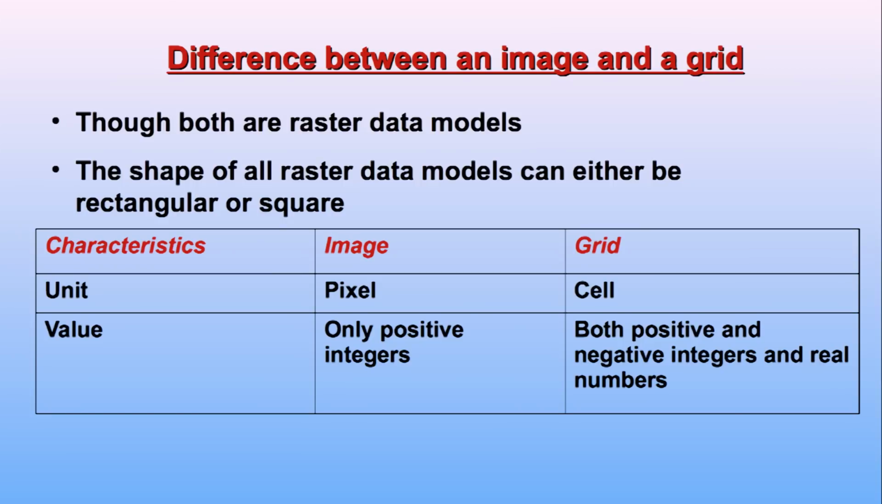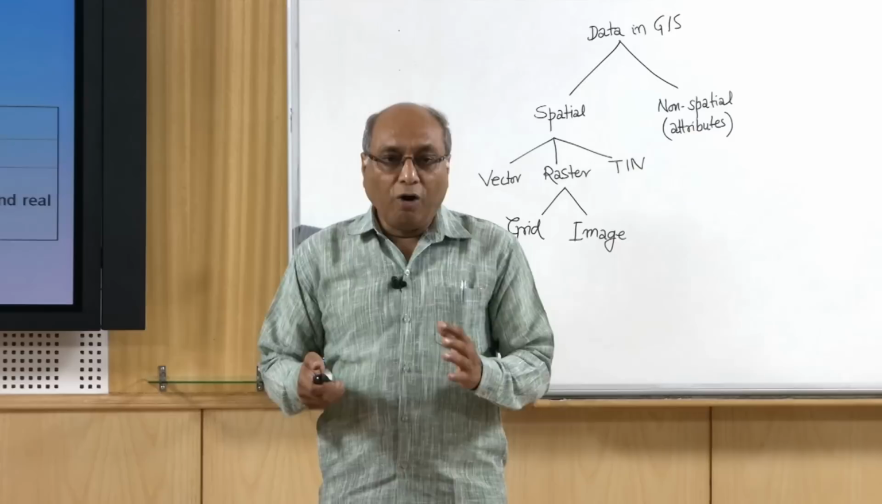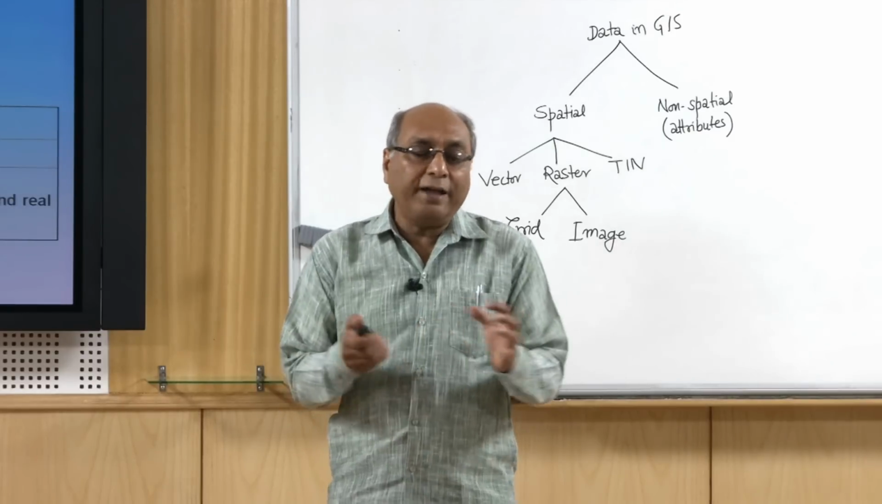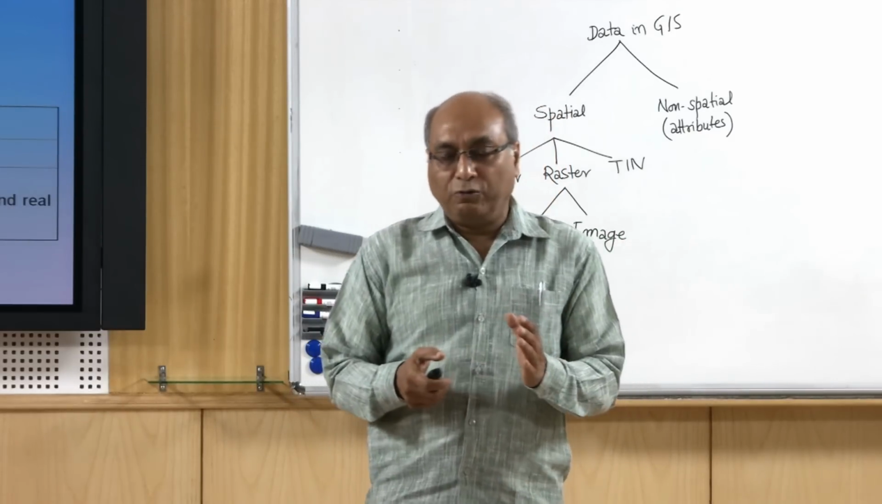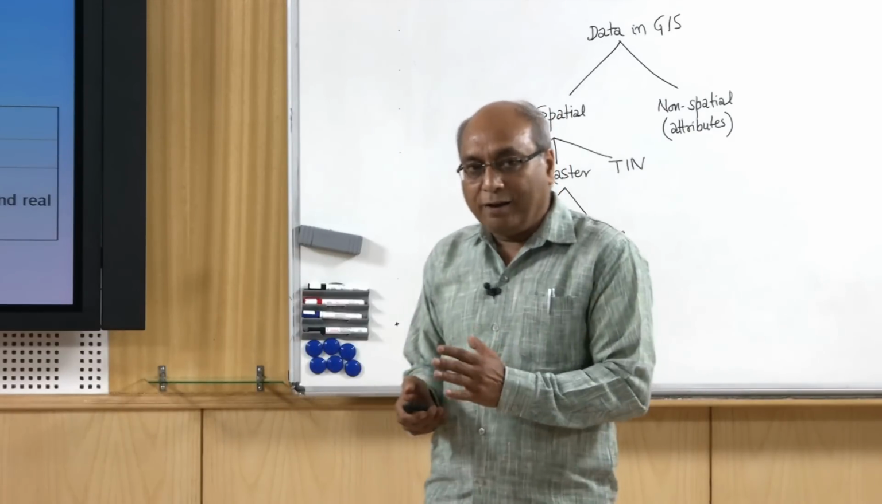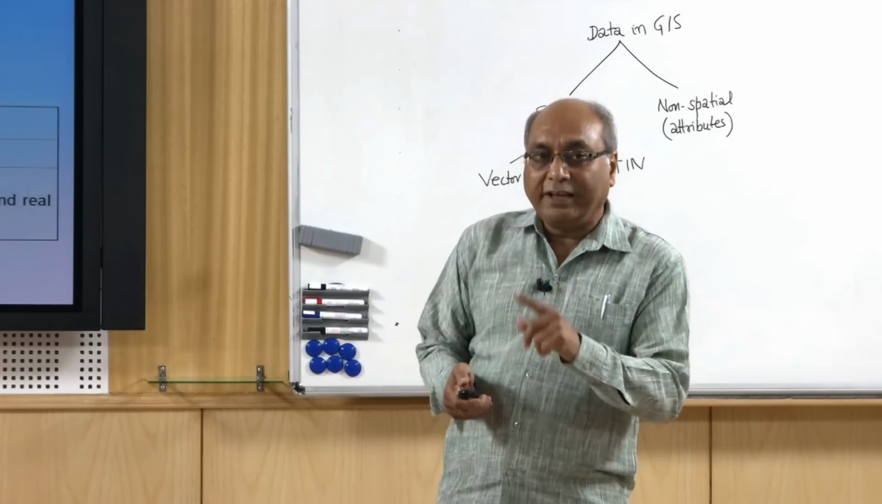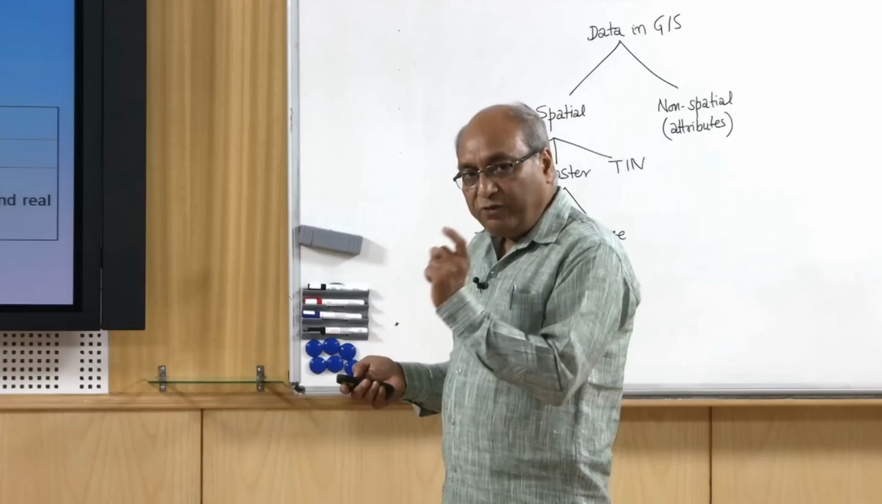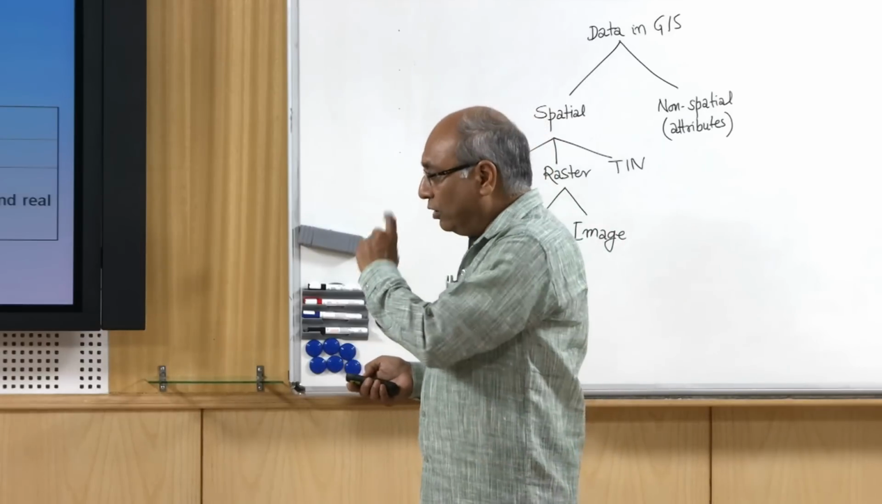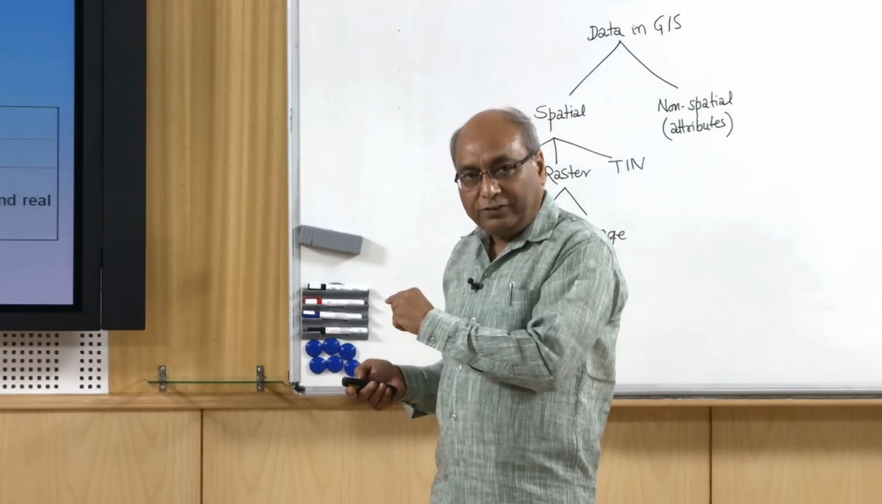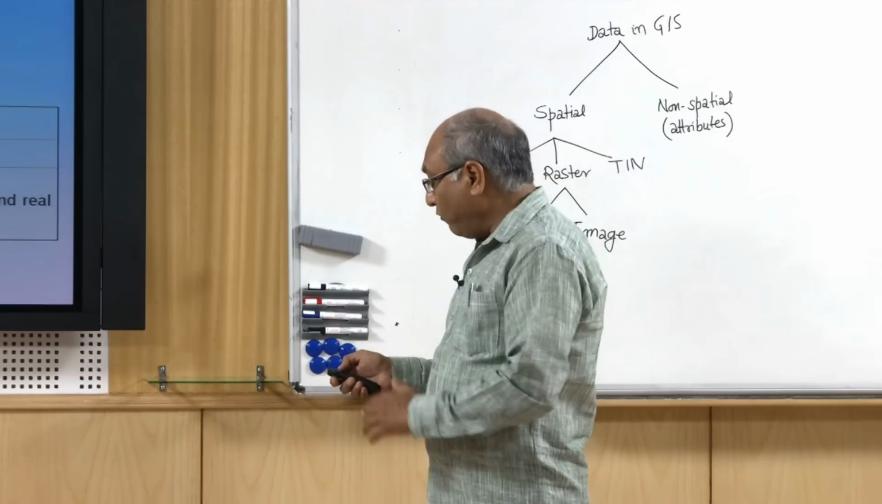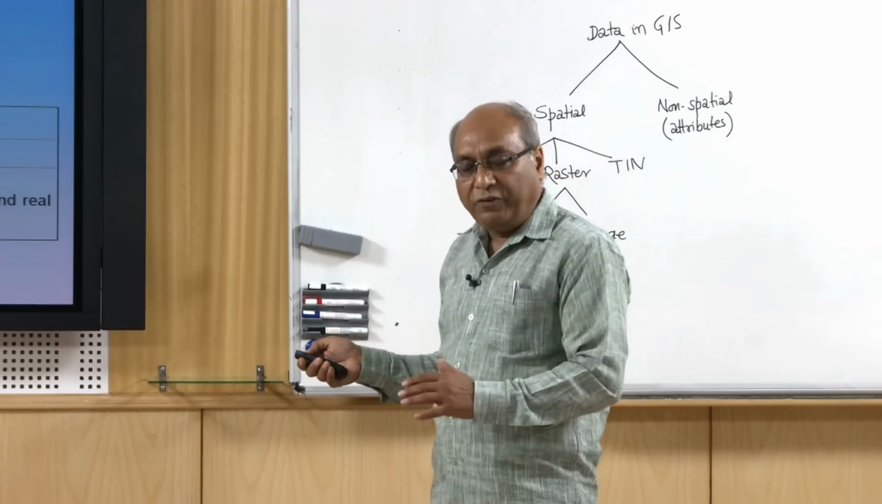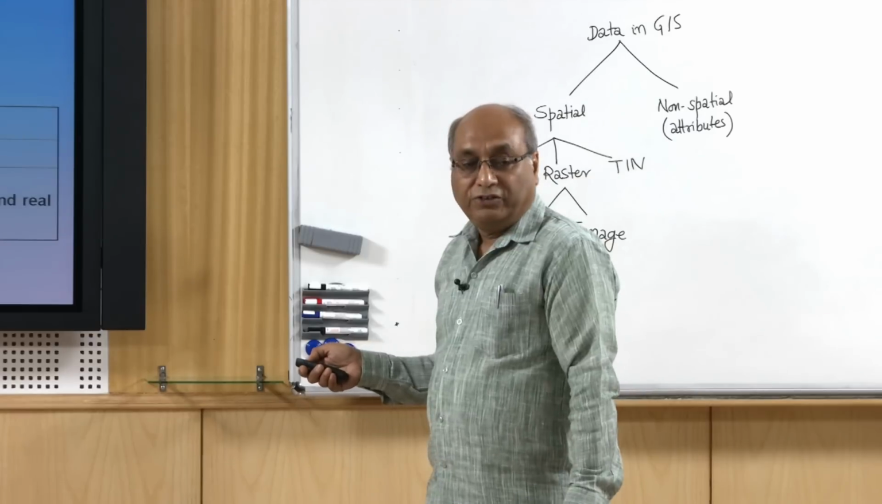So, the grid has more capabilities of handling all types of integer and real numbers, whereas the image can only handle positive integer numbers. This difference has to be remembered, because if we do not take care of this, then problems arise, because the format for grid is different from the format for image.